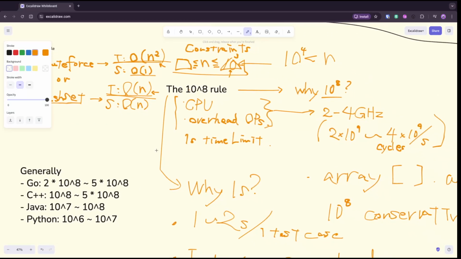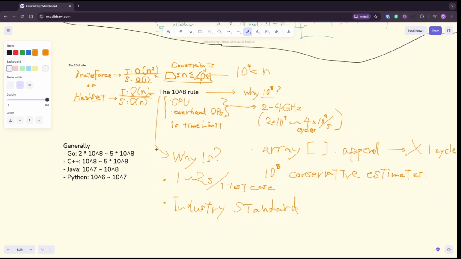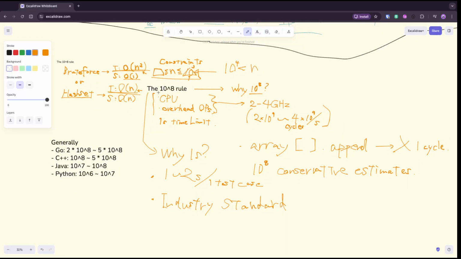Okay, today I talked about the 10 to the power of 8 rule. We can use it when we try to solve a programming problem. This is helpful.